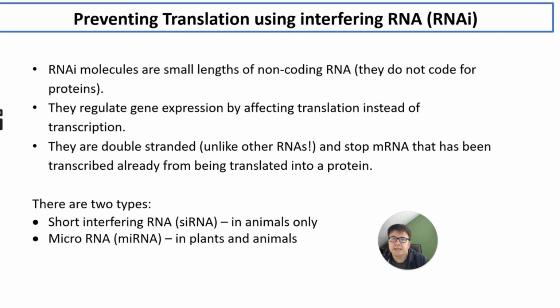So that means they're quite different to our other RNAs, and they stop mRNA that's been transcribed from being translated. And the way that they do that is cut up the pieces of mRNA. So in your spec, they expect you to know about siRNA, which is in animals only, and also miRNA, which is known as microRNA in plants and animals.